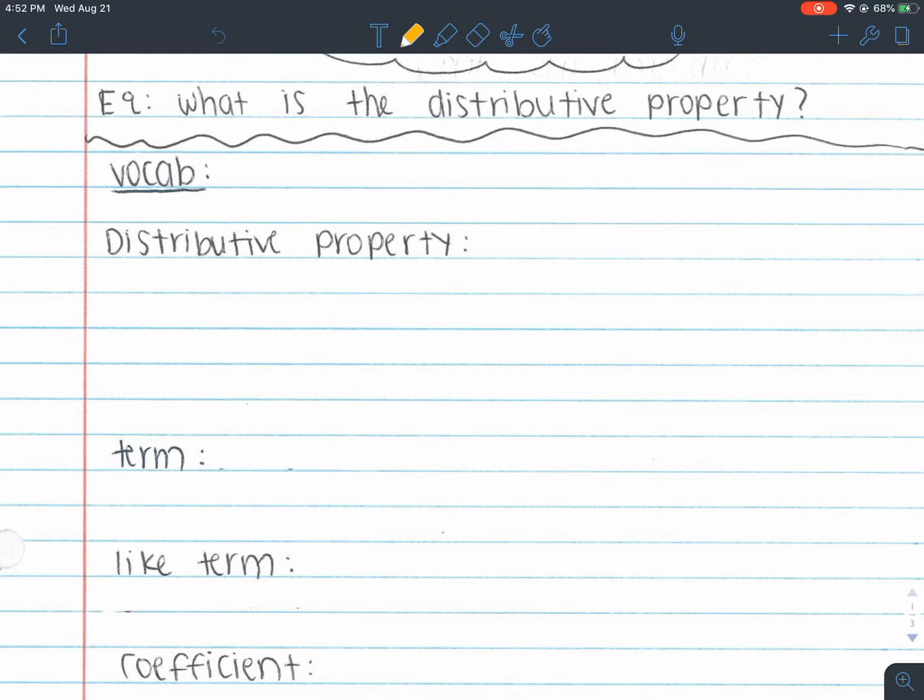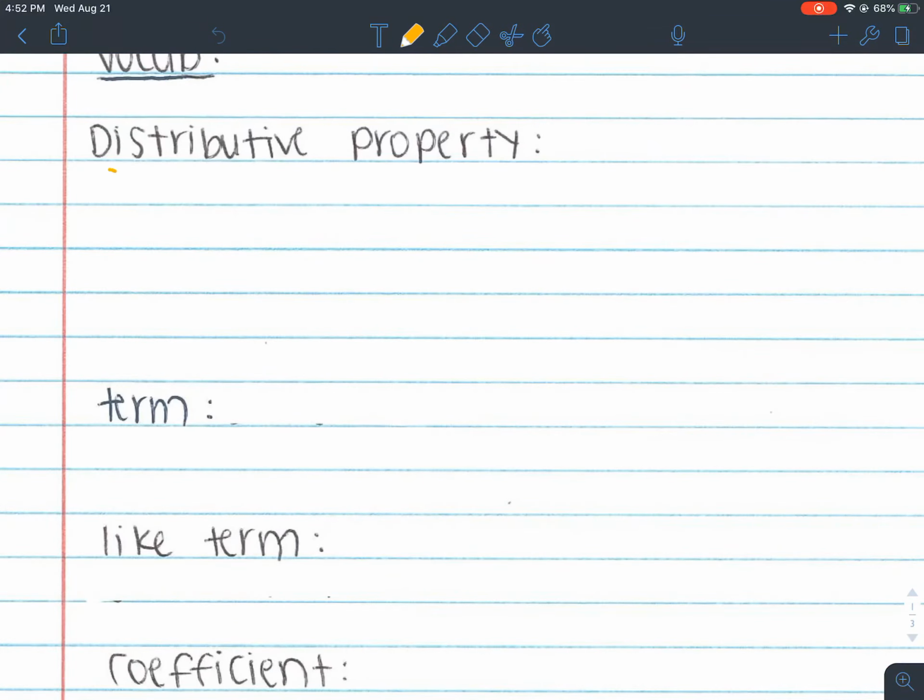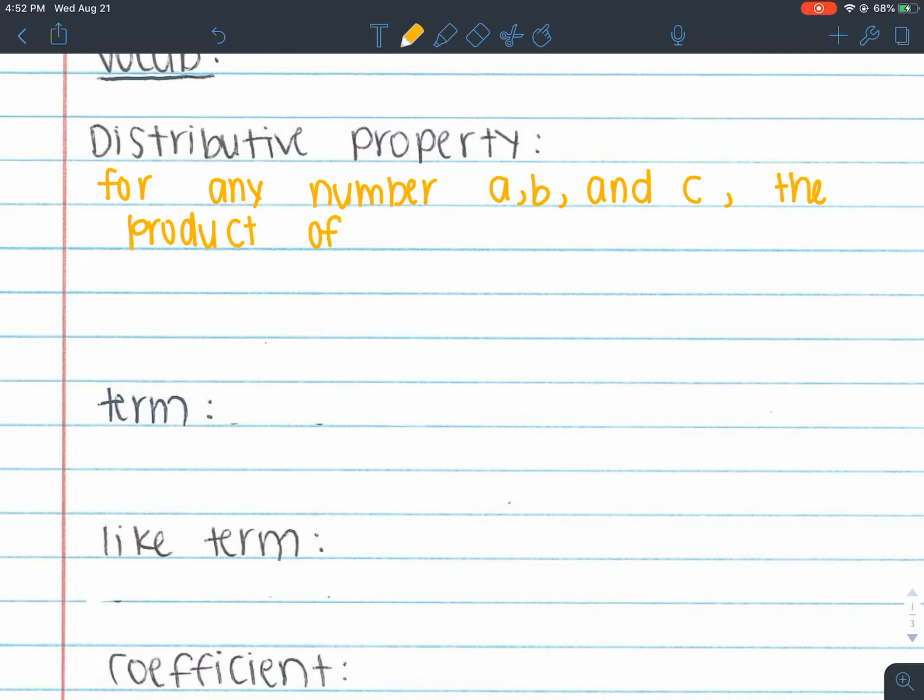I'm going to give you a definition and then some formulas, and then we'll use it later on. So distributive property: for any numbers A, B, and C, the product of A and B plus C is, all right, so that was a lot, right? That was a giant definition.